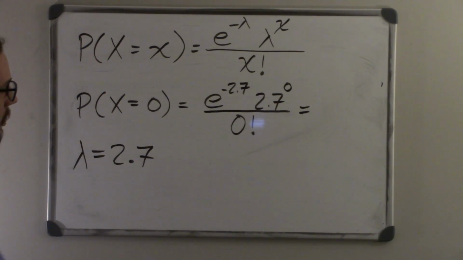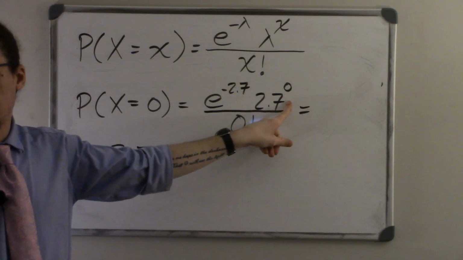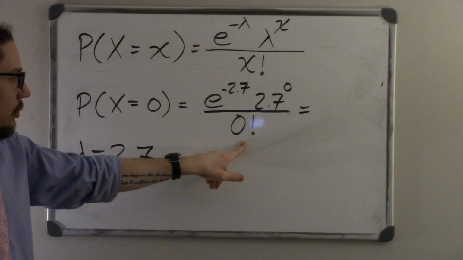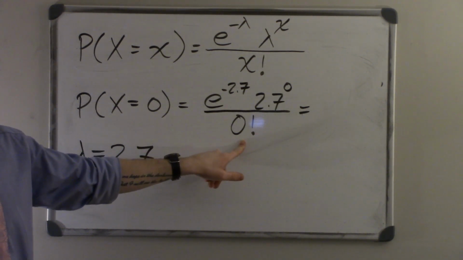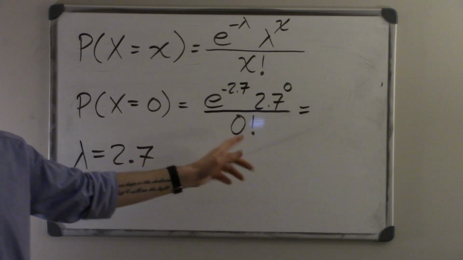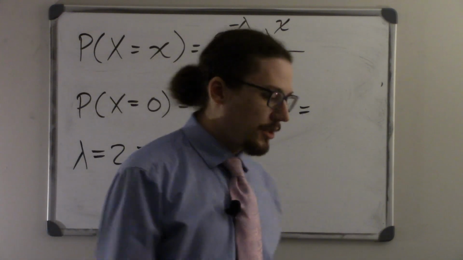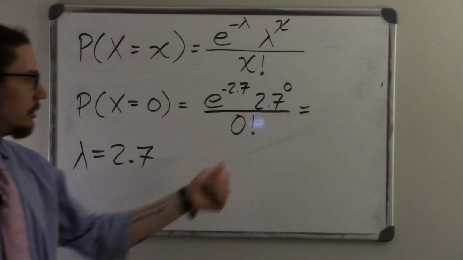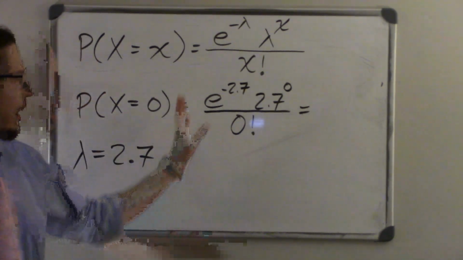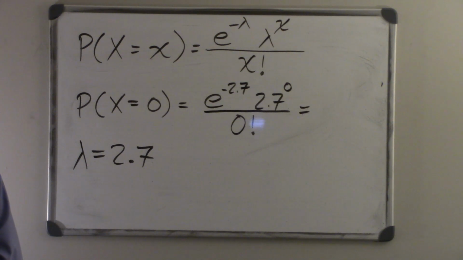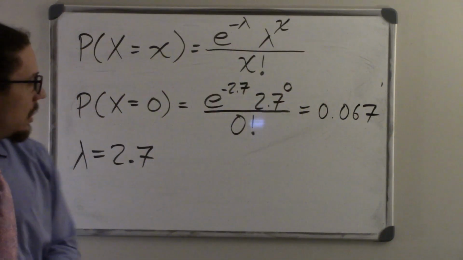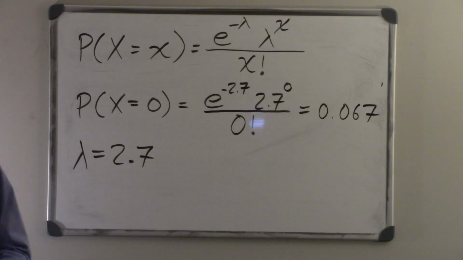A couple of things. We remember that anything raised to the 0th is going to be 1. Also, as a rule, 0 factorial, or the factorial of 0, also equals 1. If you punch 0 factorial into your calculator, you're going to get 1. Just in case anybody was saying, hey, we're dividing by 0, that's not possible. The factorial of 0 is equal to 1. Once we punch all of this into our calculators, we're going to get a probability of 0.067. So the probability that there are no customers in a 10-minute period is 0.067.